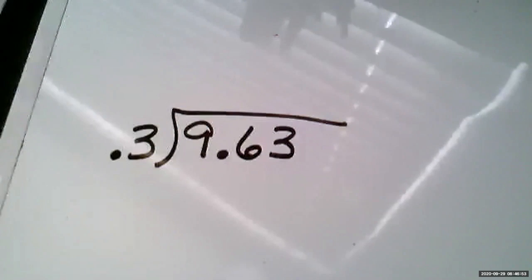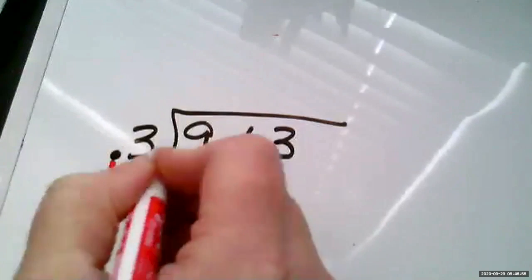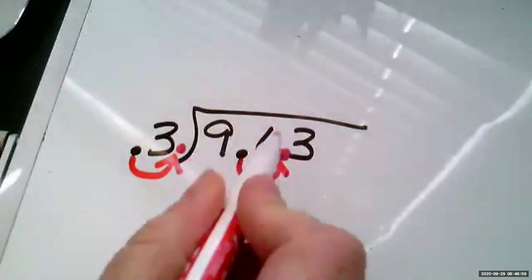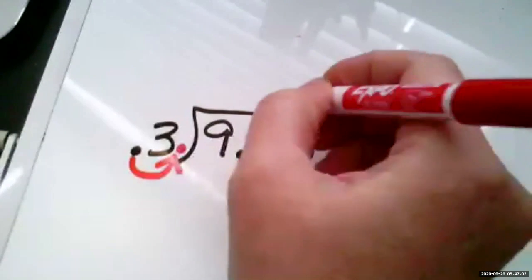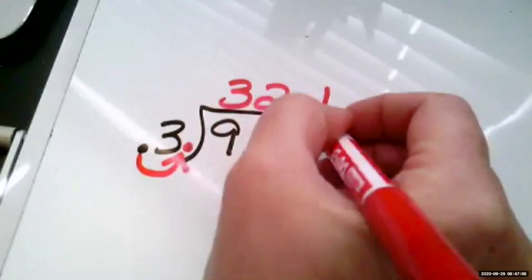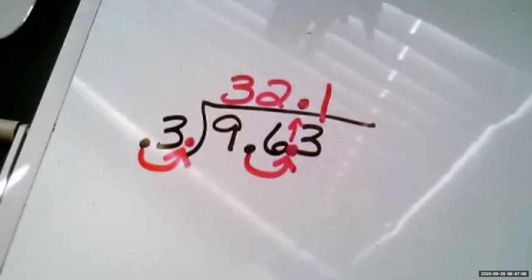Nice and neat, fantastic. Yes, you would move the decimal. You got to move it and move it. Move it once outside, move it once inside. Bring it above the line. Final answer, 32.1. 32.1 is the correct answer.